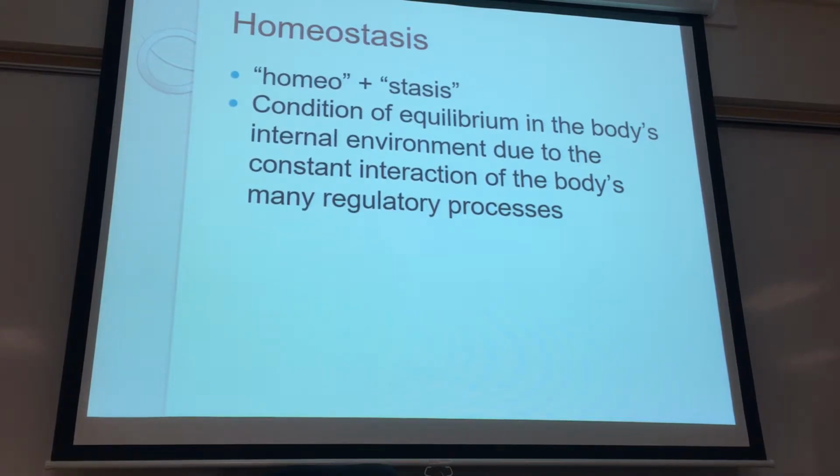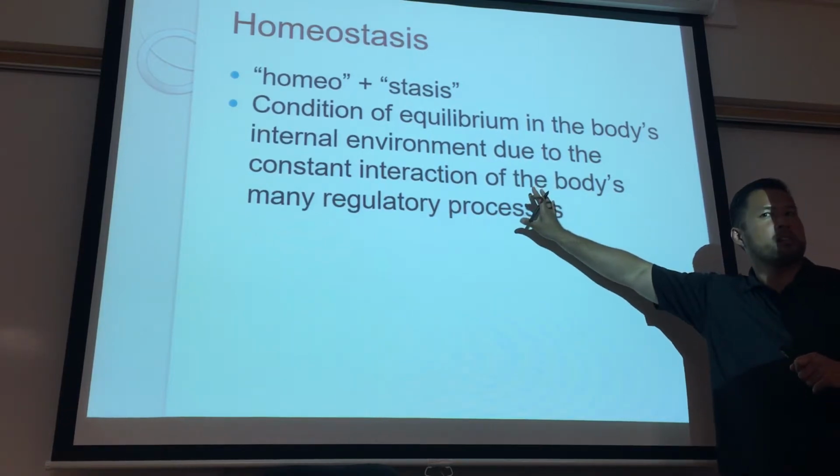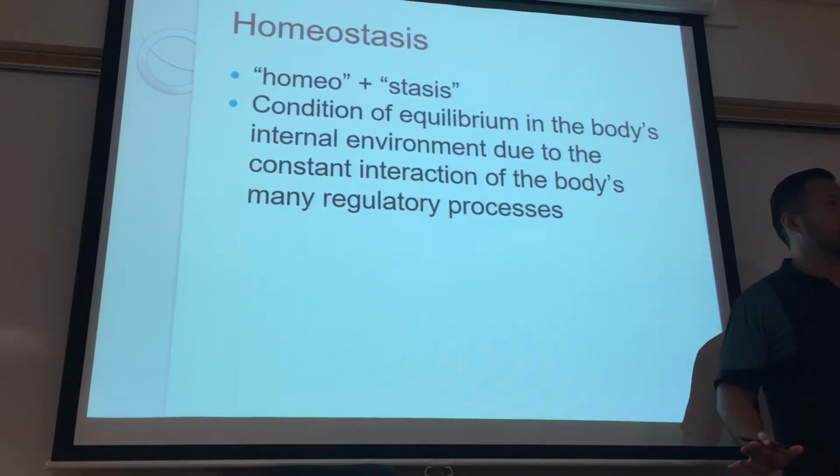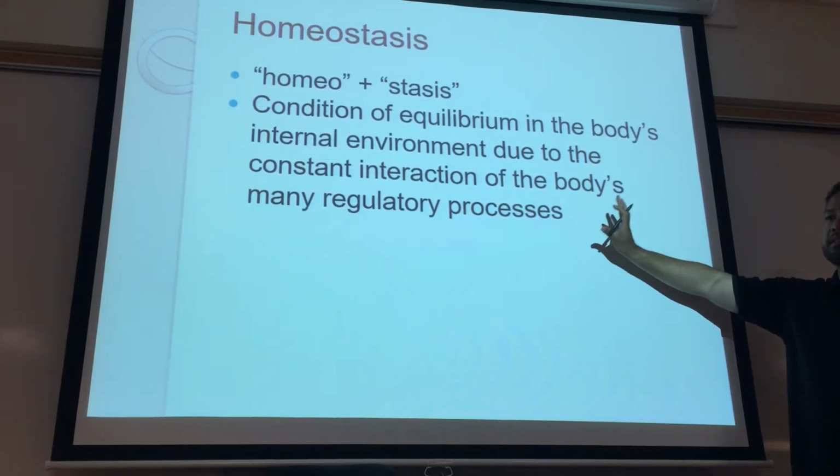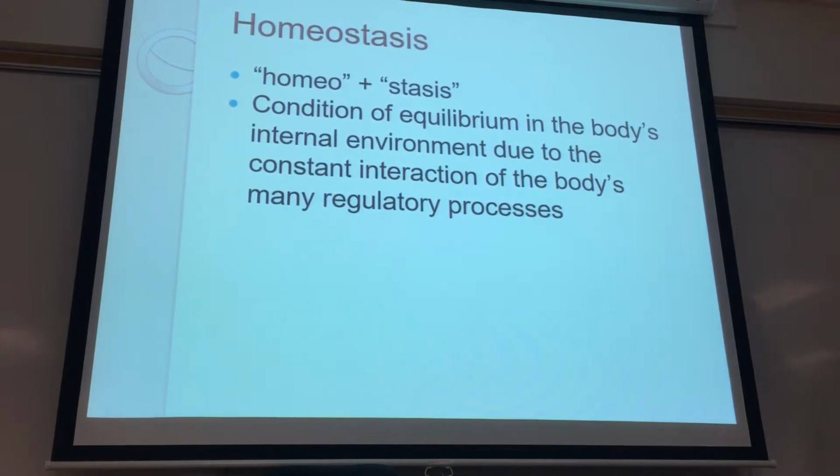Homeostasis is the condition of equilibrium in the body's internal environment due to constant interaction of the body's many regulatory processes. What do I mean by that? This is our balance between the internal environment and the external environment. Any changes that occur can change things in the cell, but there's always some resistance to change. I use that term loosely, resistance. I don't want to talk too much about resistance, but more so things that take place that we want to maintain normal levels of.